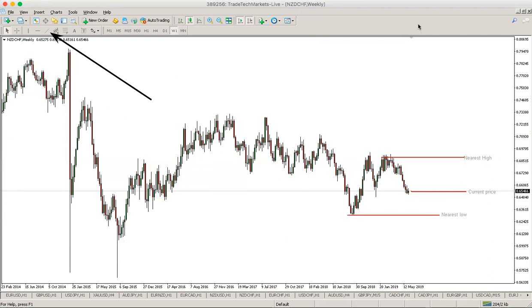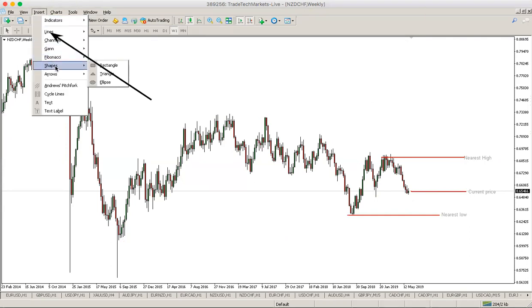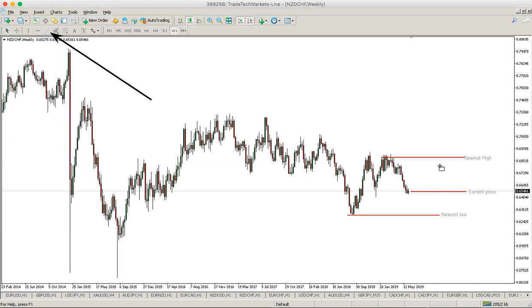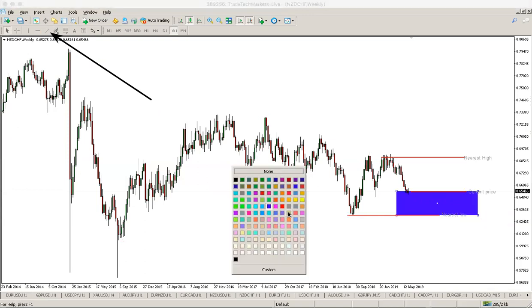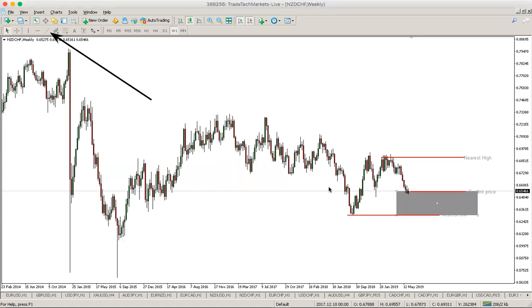There's no need for you to go to insert. It's either insert or that. But now because you want to shade, then you go to insert and then you go to shapes. Then you shade the gap from current to this. That's your gap. Then you can change the color because there's two. Then see, so that's your gap. Then you know your direction for this pair. So we're looking forward to sell this one, NZD.